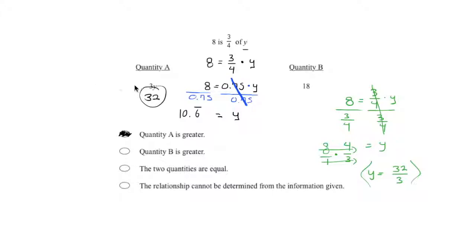Let's take that one step further and think about 3y now, quantity A. What is 3 times 32 over 3? Well, we can cross out those 3's because this is a 3 over 1, remember? And we get 32 by that thinking as well.